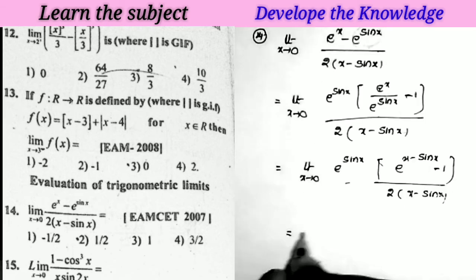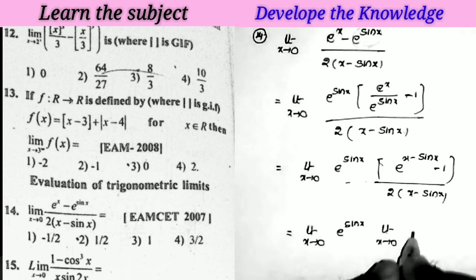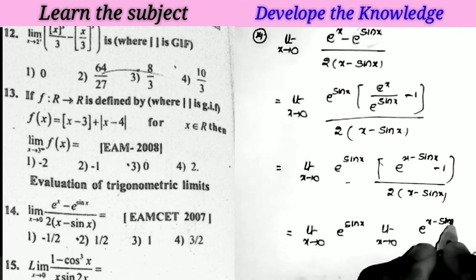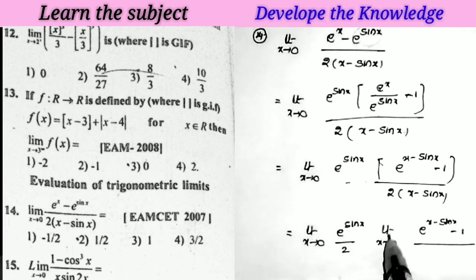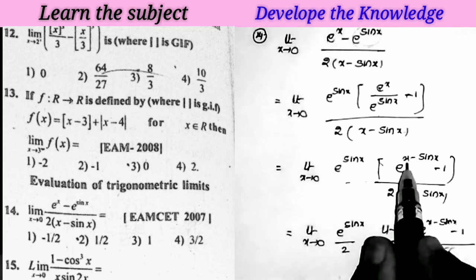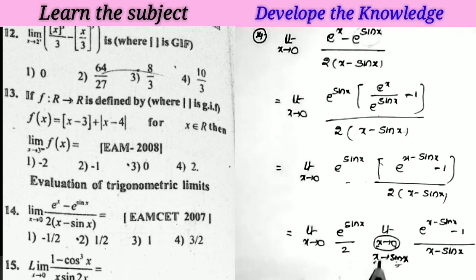Now separating the limit value. This is equal to limit x tends to 0 of e power sin x by 2, into limit x tends to 0 of (e power x minus sin x minus 1) by (x minus sin x). Here x tends to 0 means x is equal to 0, and at the same time sin x is equal to 0. So we can change the limit value like that also. That is, x tends to sin x means x minus sin x tends to 0.